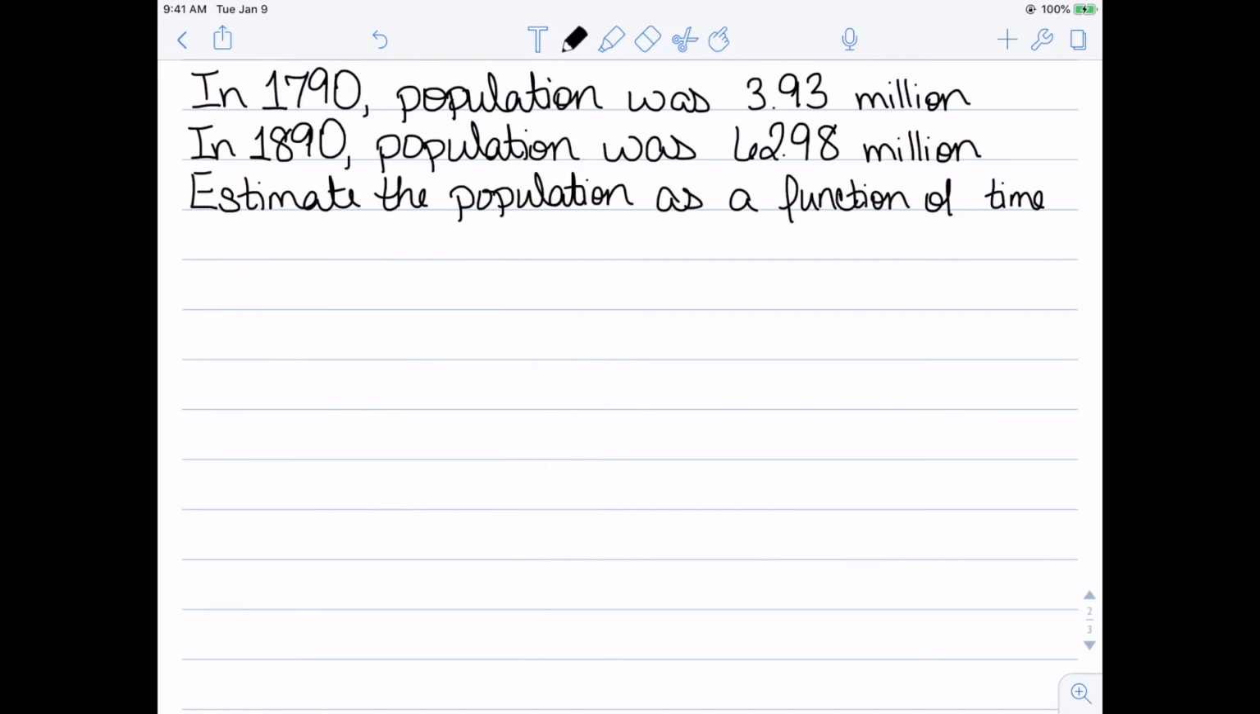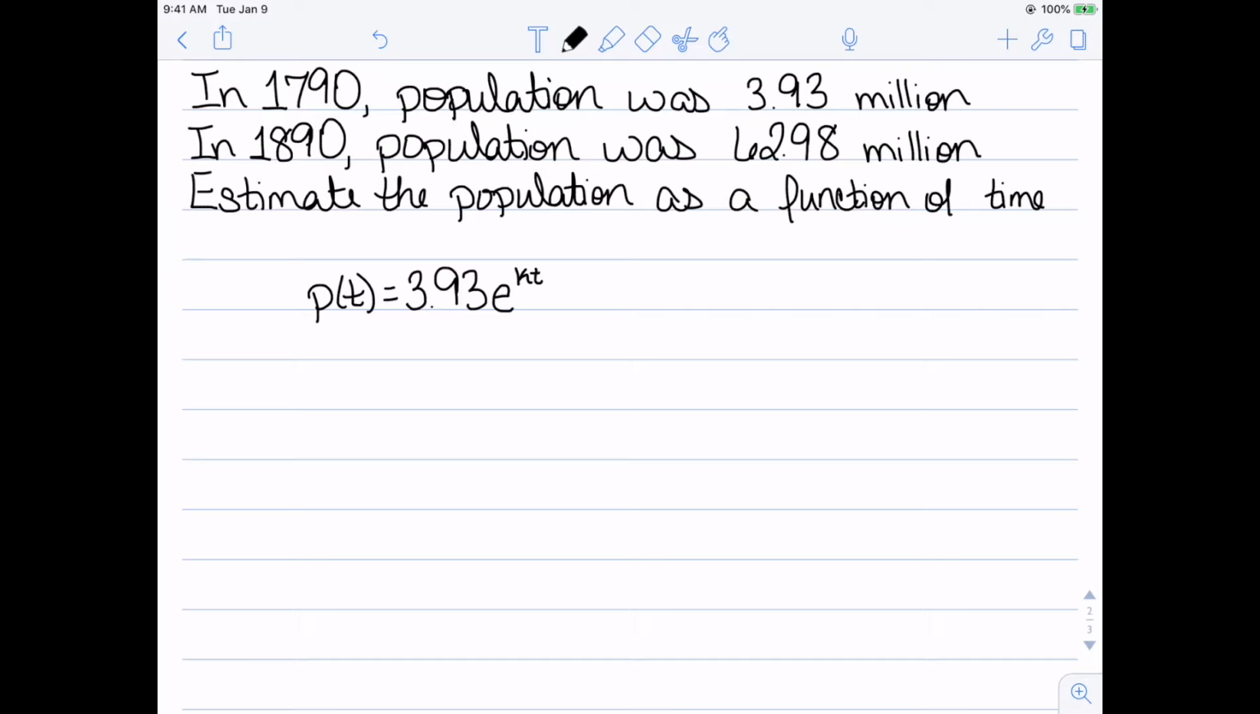In 1790, the population of the United States was 3.93 million. And then in 1890, the population of the US was 62.98 million. I want to estimate the population as a function of time using this exponential model. If I let 1790 be time 0, then I know this is going to be of the form P of t is equal to 3.93 times e to the kt, where P is my population in millions.